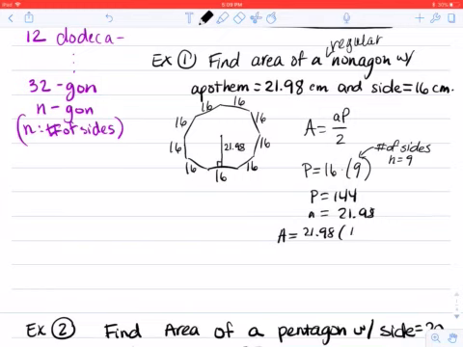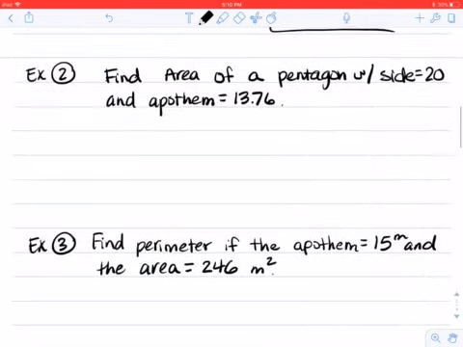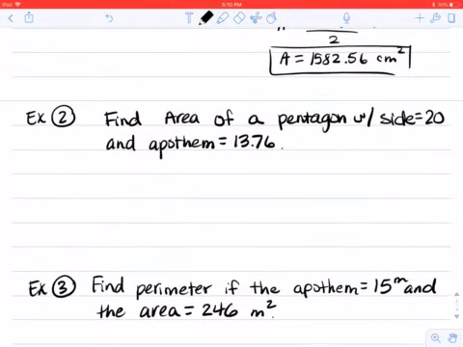Area is 21.98 times 144. Divide that by 2, and you get some number that I will tell you right now. There we go. Area is 1582.56 centimeters squared. And that's all you gotta do. Just plug it in. Okay?